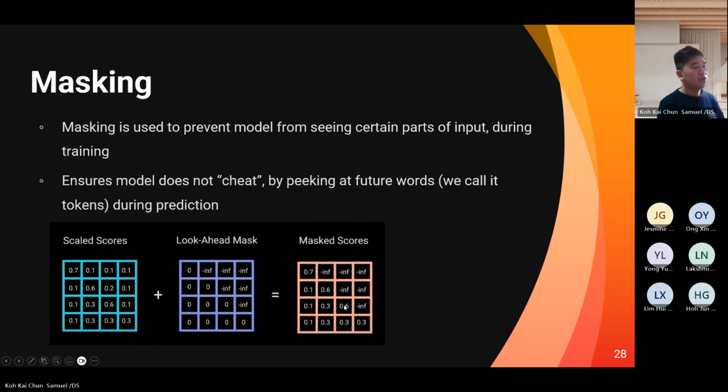You see, as well as all this, right? So it doesn't look forward in "I love generative AI". It doesn't look forward to "love". It even looks at "I", but it doesn't look forward to "love", and it tries to predict "love". And then when it has "I love", it doesn't look forward to "generative" because infinity is multiplied by basically undefined. So you will try to guess what the next word is, so you know it's masked scores. So it doesn't cheat.